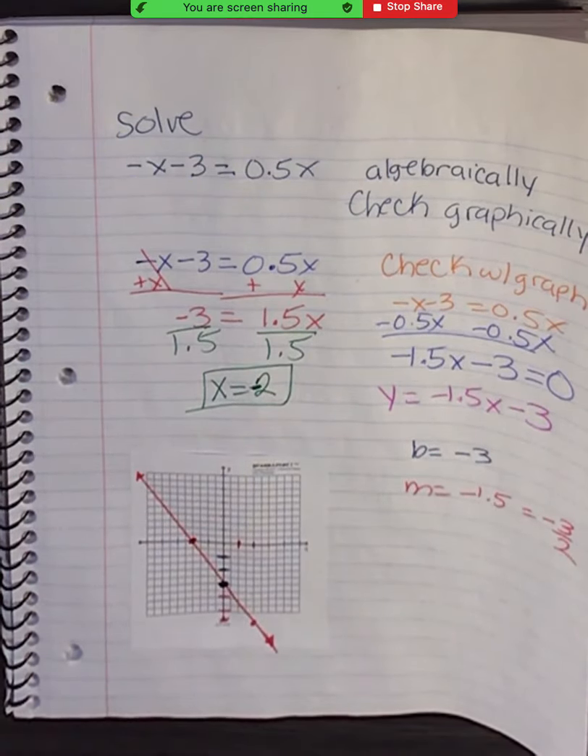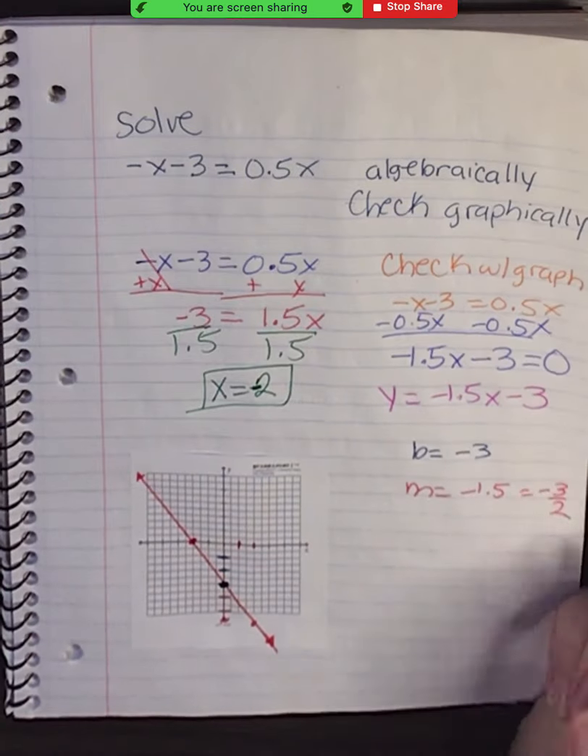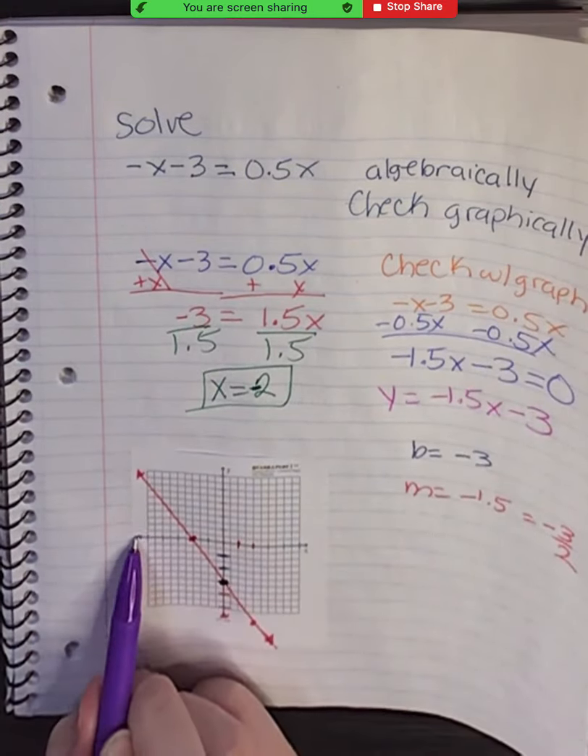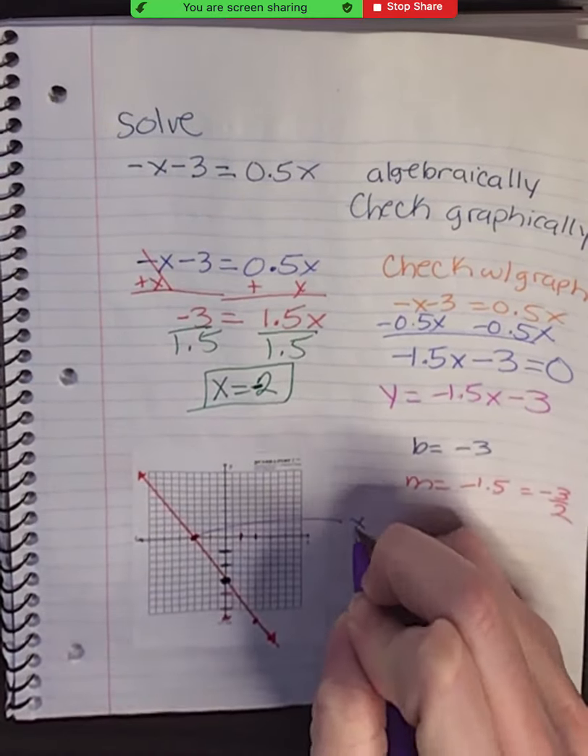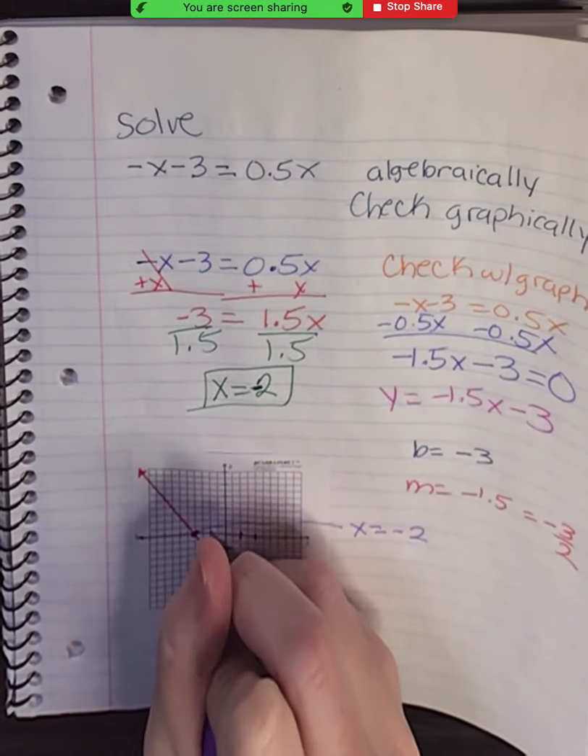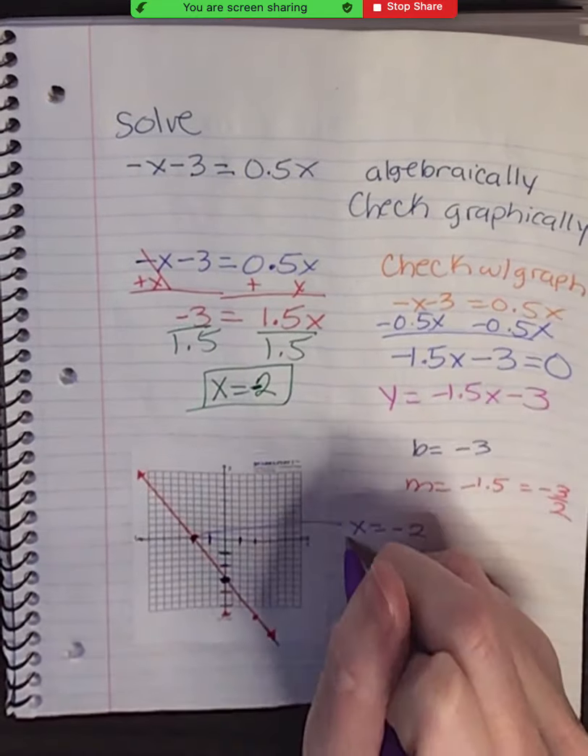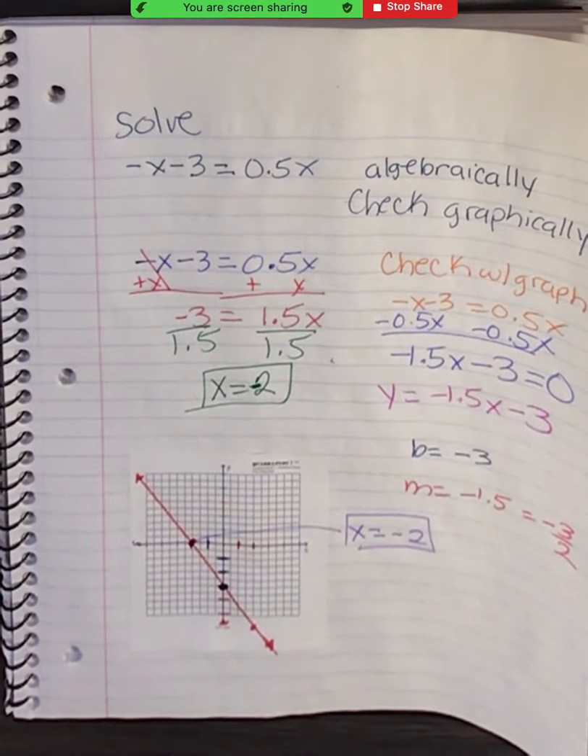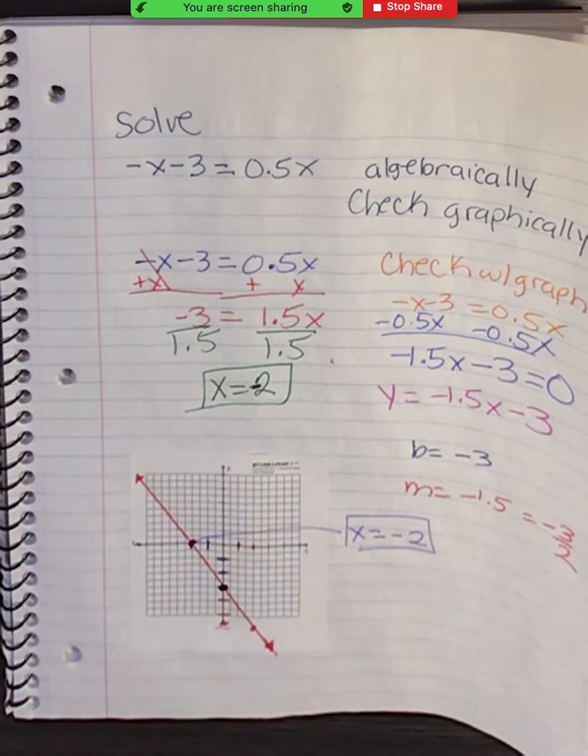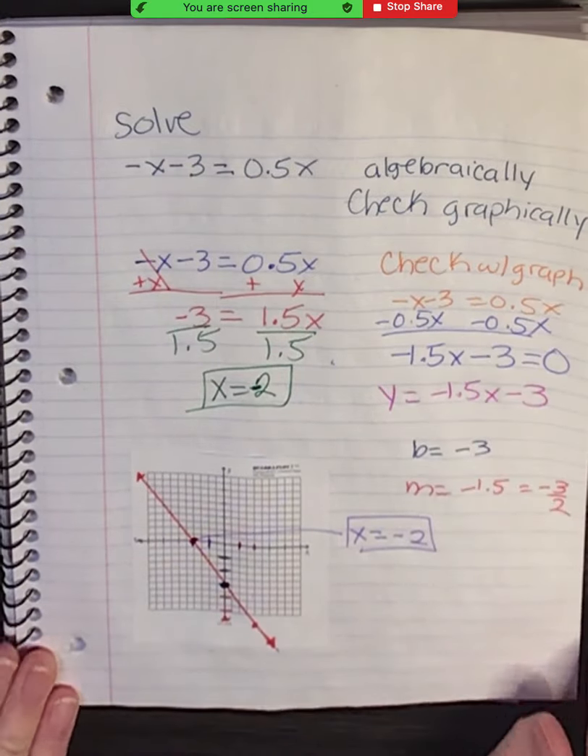And we said the solutions are where the graph crosses the x-axis. So the horizontal is my x-axis here. This is where it's crossing. Happens to cross at negative 2. So that's what I got algebraically. I checked it graphically. I get the same answer. So we can conclude that the solution is x equals negative 2. Okay? All right.